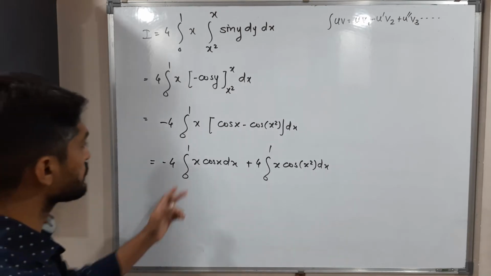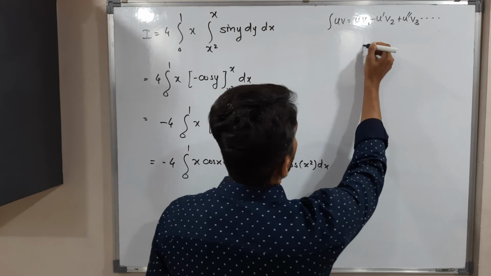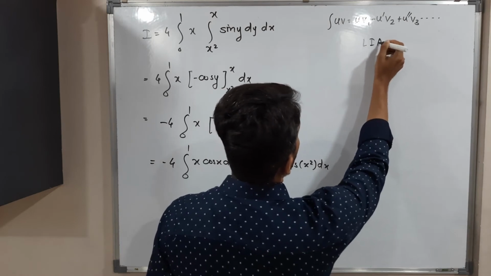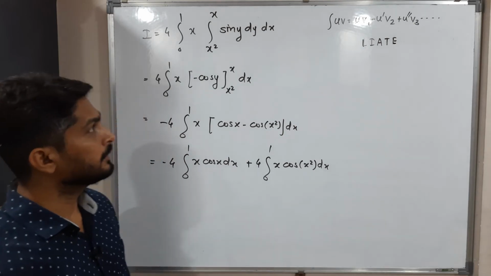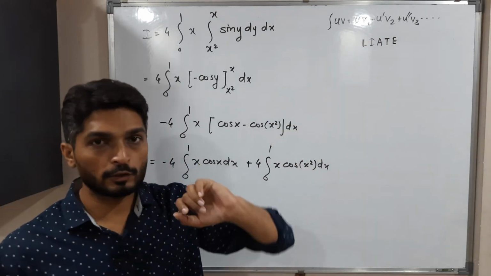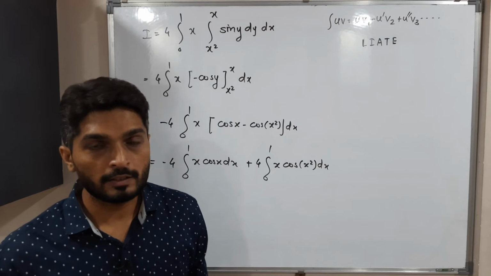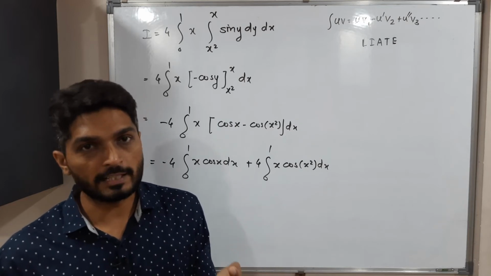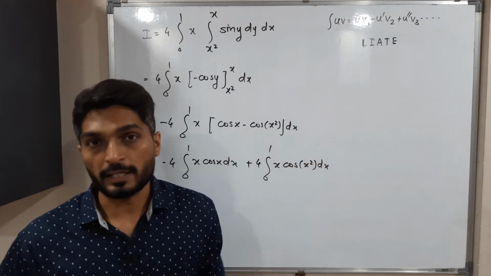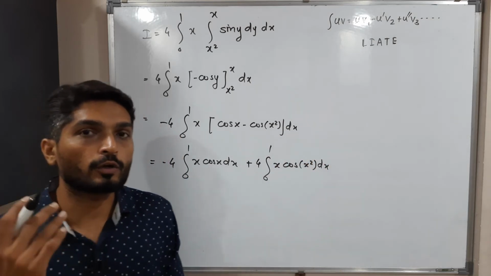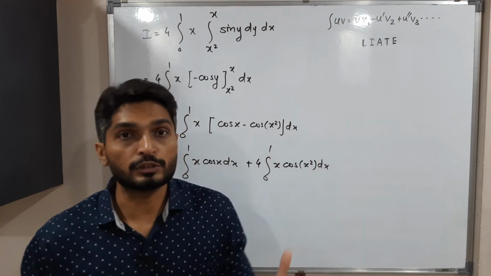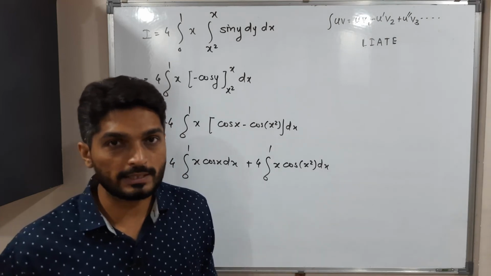As you can see here, we use this LIATE formula to select our u and v. L means logarithmic function, I means inverse trigonometric, just like sine inverse, cos inverse, tan inverse. A means algebraic, x square, x cube, like that. T means trigonometric function, sine, cos, tan, cot, sec, cosec. E means exponential, e raised to x, pi raised to x, like that.